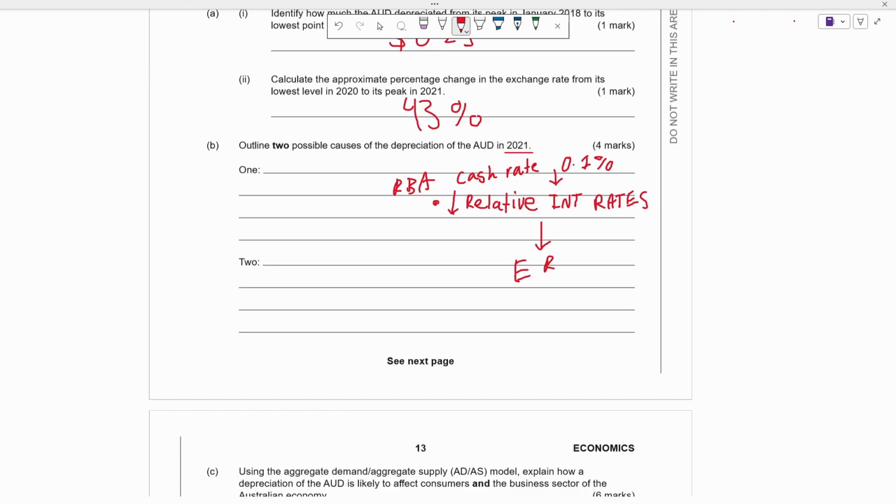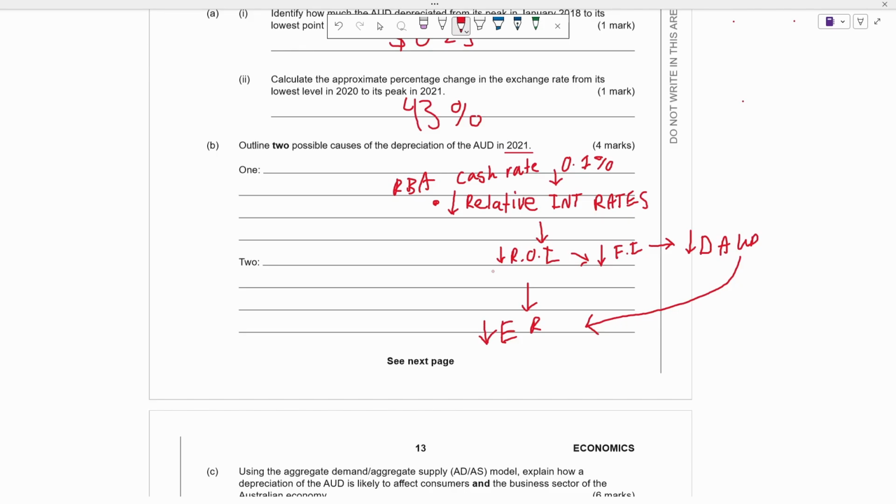Now, if Australia's relative interest rates fall, what's going to happen? Well, that means domestic and foreign investors are going to earn a lower return on investment, as they can invest abroad or in different countries and gain a higher return on their investment. But as their return falls, foreign investors are going to invest less into Australia. So that's going to decrease foreign investment, which would mean a decrease in the demand for AUD. And then that would cause a depreciation in the Australian dollar.